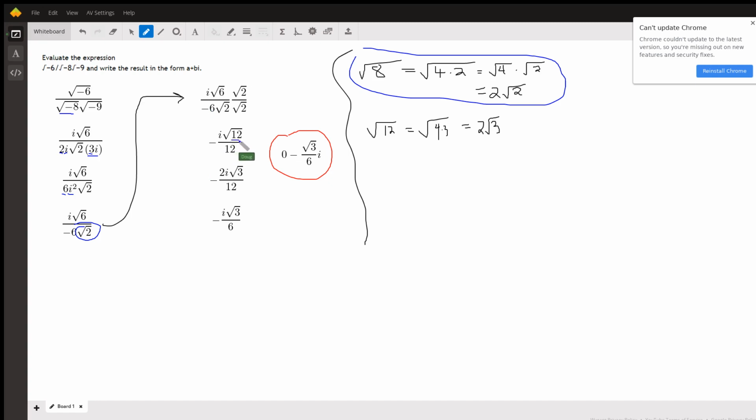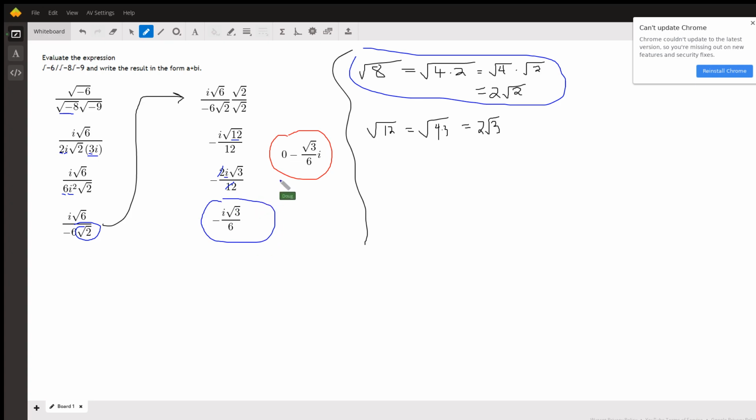Let's simplify the square root of 12. 2 radical 3. Again, I put the i in front of the radical. And finally, I can see that this 2 cancels into this 12, leaving me 6 in the denominator. There's a possible form for your answer.